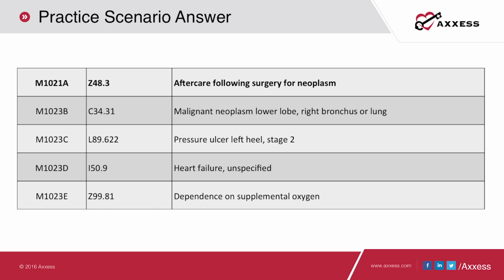Then we have C34.31, malignant neoplasm, lower lobe, right bronchus or lung. Then we have the pressure ulcer on the left heel, stage 2, that's L89.622, followed by I50.9 for heart failure unspecified, and then Z99.81, dependence on supplemental oxygen. Now, since this is routine aftercare and not a complication, you could also add the dressing change code at the end, the status code for encounter for dressing change. That would be perfectly fine.